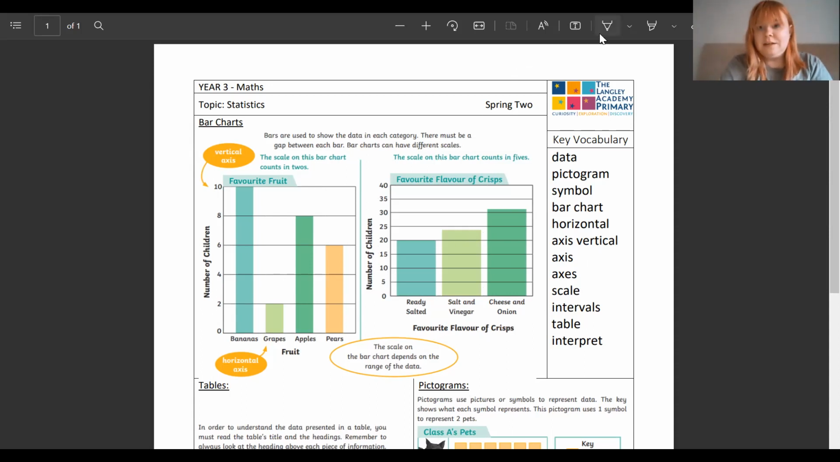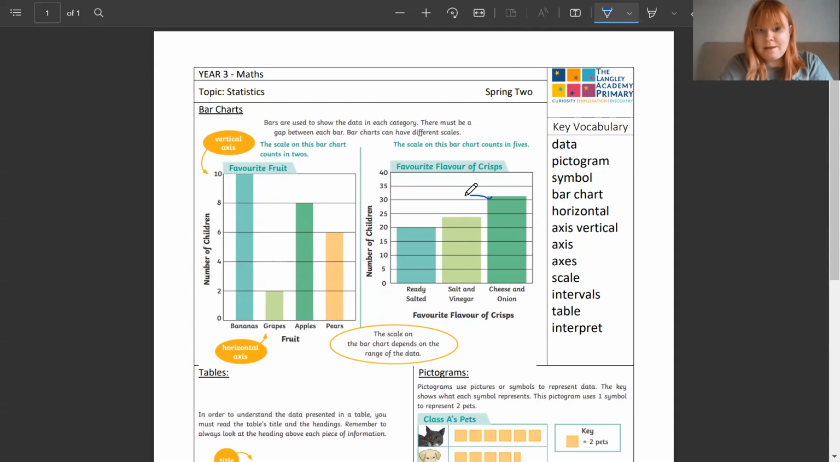If I wanted to read off this chart, I'd take my pen and go across with a ruler and I can read how much that would be. So that'd be 31 children. And this one is 20 children. This one is, let's have a look. Oh, the outline went a bit silly. If we have a look going across, that is 24. So you can see we can interpret the data that way.